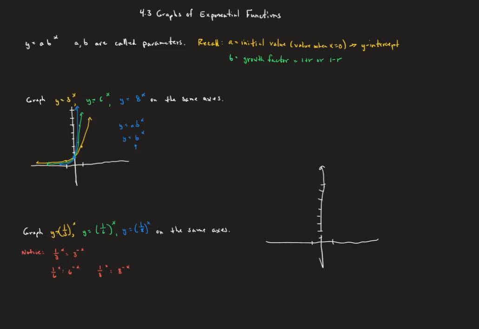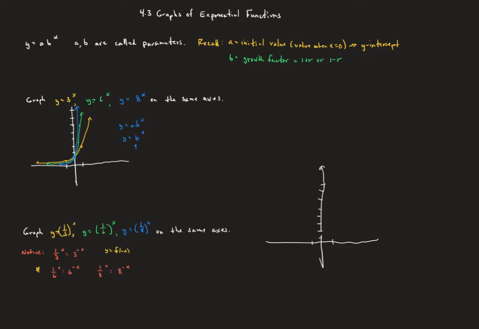1/3 to the x, 1/6 to the x, 1/8 to the x. Notice down here that you can see that 1/3 to the x is 3 to the negative 1 to the x, which is 3 to the negative x. And likewise, 1/6 to the x is going to be 6 to the negative x, and 1/8 to the x is the same as 8 to the negative x. And you may remember what y equals f of negative x does. It's going to be a reflection.